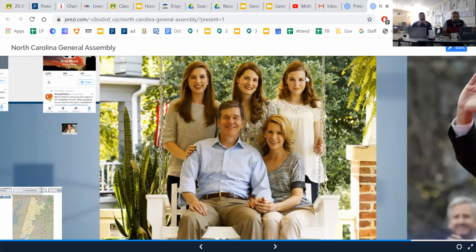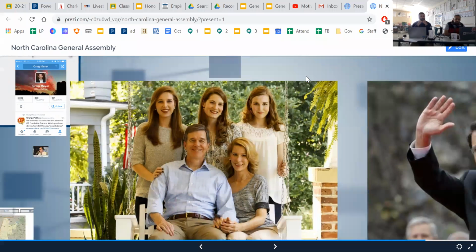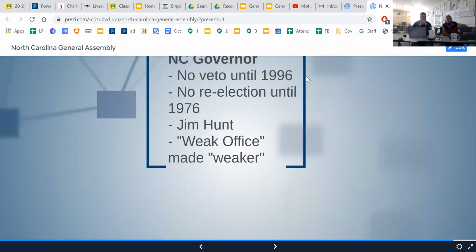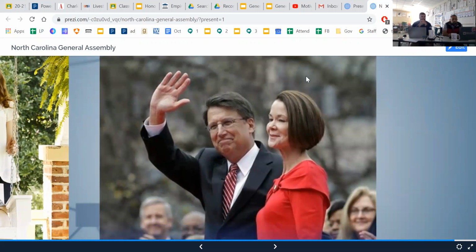Now, one last note though, the General Assembly does have to work closely with the governor. Currently, our governor is Roy Cooper. That's him and his family. And we'll talk about the North Carolina governorship a little bit more in depth later on, and why that is such a complicated office and how it is one of the weakest governor's mansions in the country. And there's our former governor there, Pat McCrory.